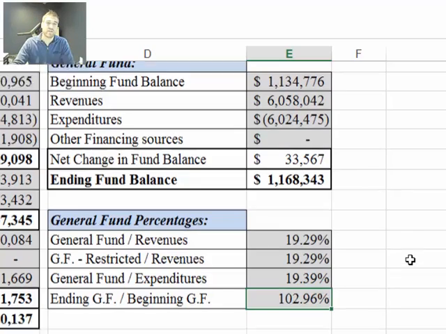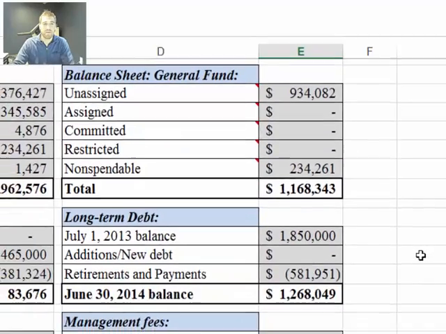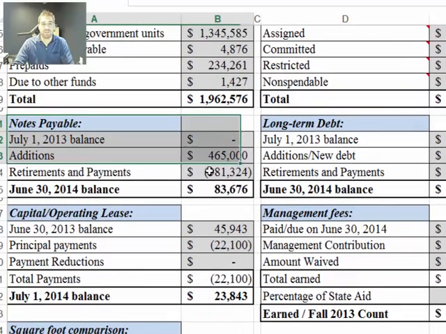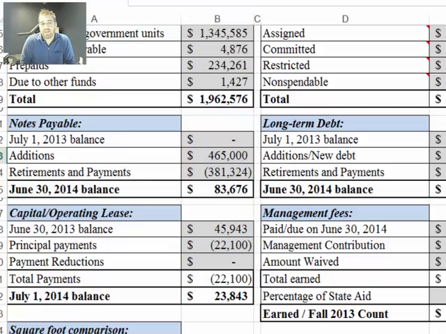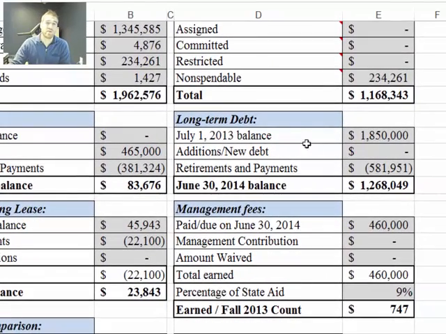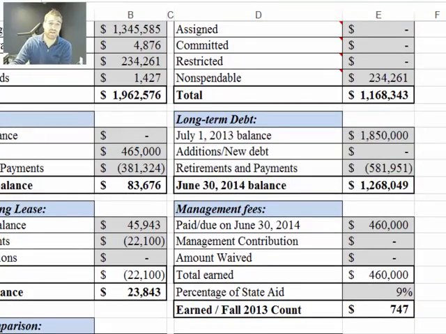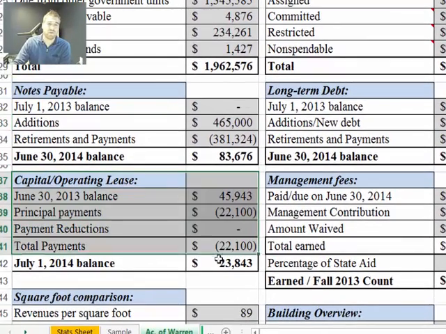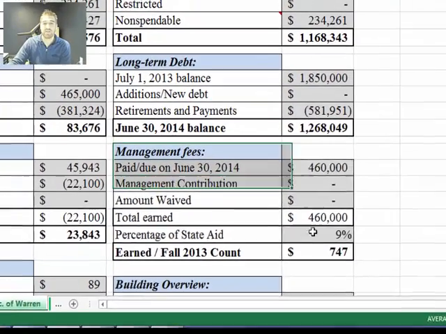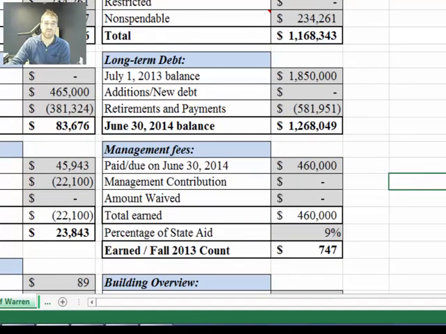Down here we have notes payable, which usually is state aid notes or some form of short-term financing or note, and then long-term debt. This is usually classified as a bond or something to that extent, and then capital and operating leases. I try to keep these all separated so they're easy to differentiate, and then management fees. Now these sections I'm going to show the detailed description on page 4. This is kind of just a summary.